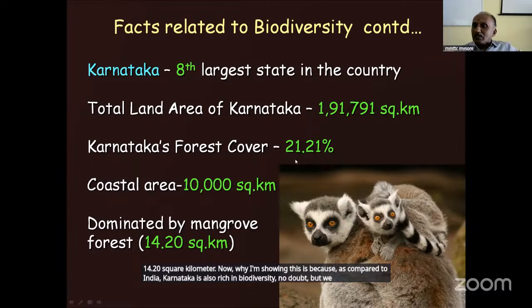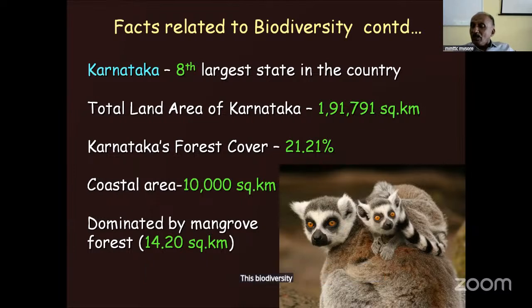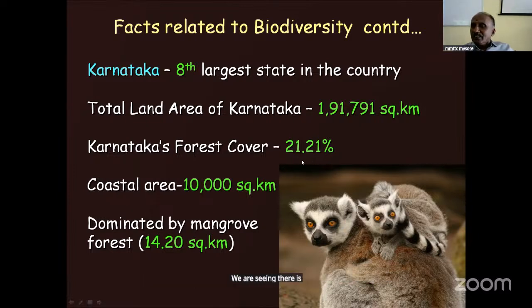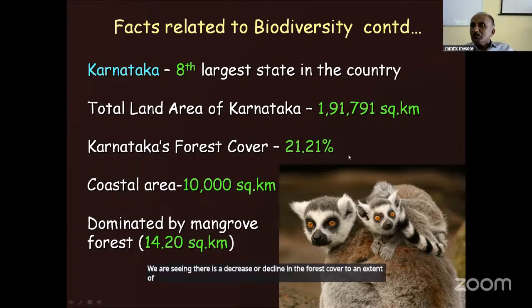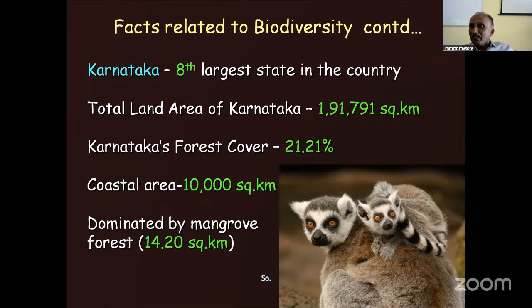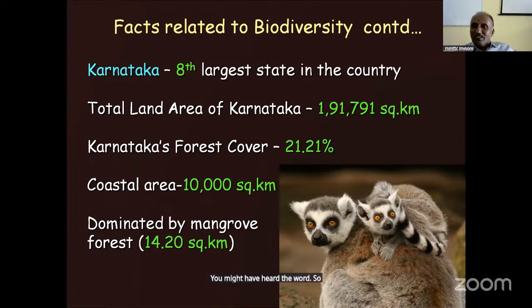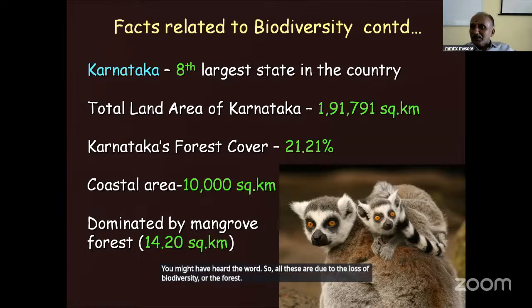but we are exploiting too much of this forest wealth, this biodiversity, and we have not bothered to protect or conserve this biodiversity, as a result of which we are seeing a decrease or decline in the forest cover to an extent of 21.21%. So this will have a lot of impact on our environment, global warming and climate change. You might have heard the word. So all these are due to the loss of biodiversity or the forest cover.